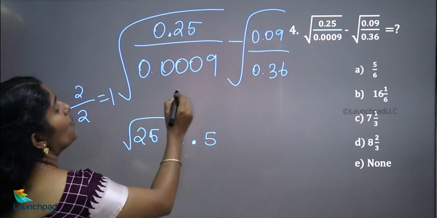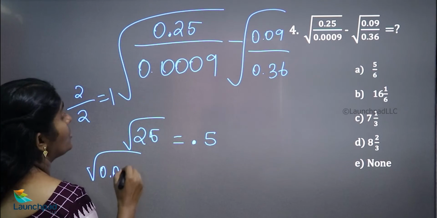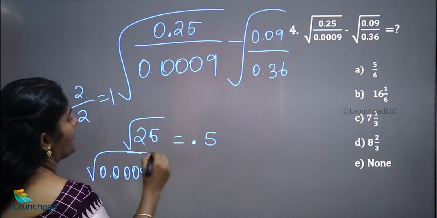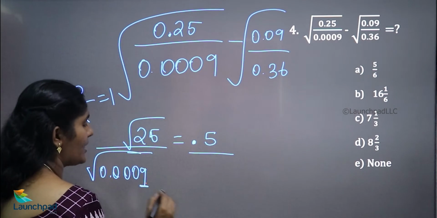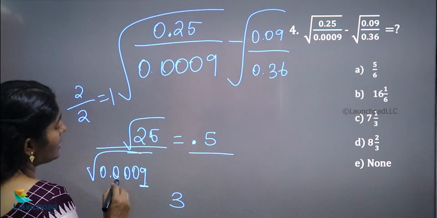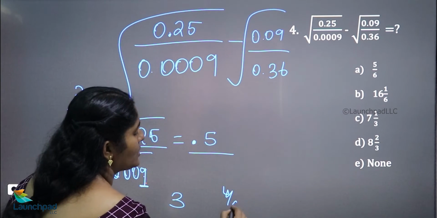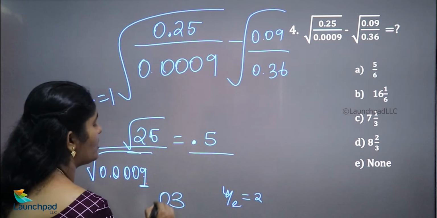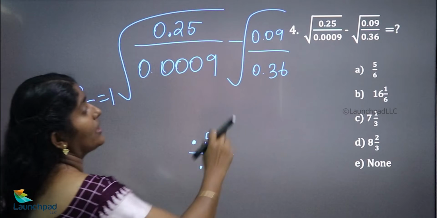Okay, now what is the square root of 0.0009? So what is the square root of 9? 3. Square root of 9 is 3. How many digits are there? 1, 2, 3, 4. 4 digits. 4 divided by 2 is 2. We want to make 2 decimal places, so 0.03.